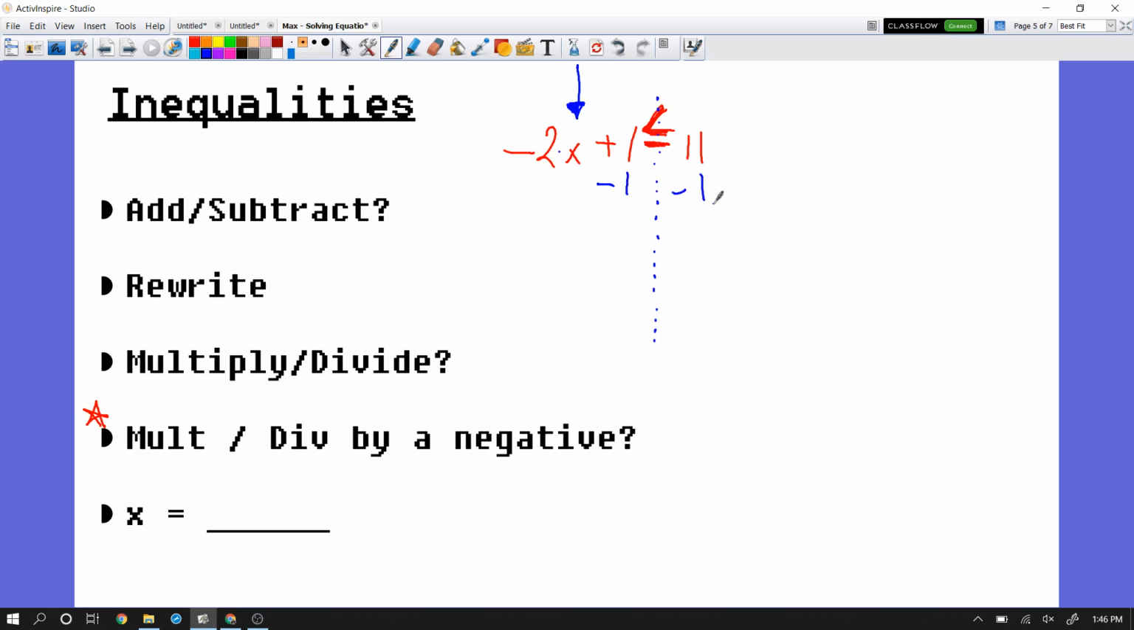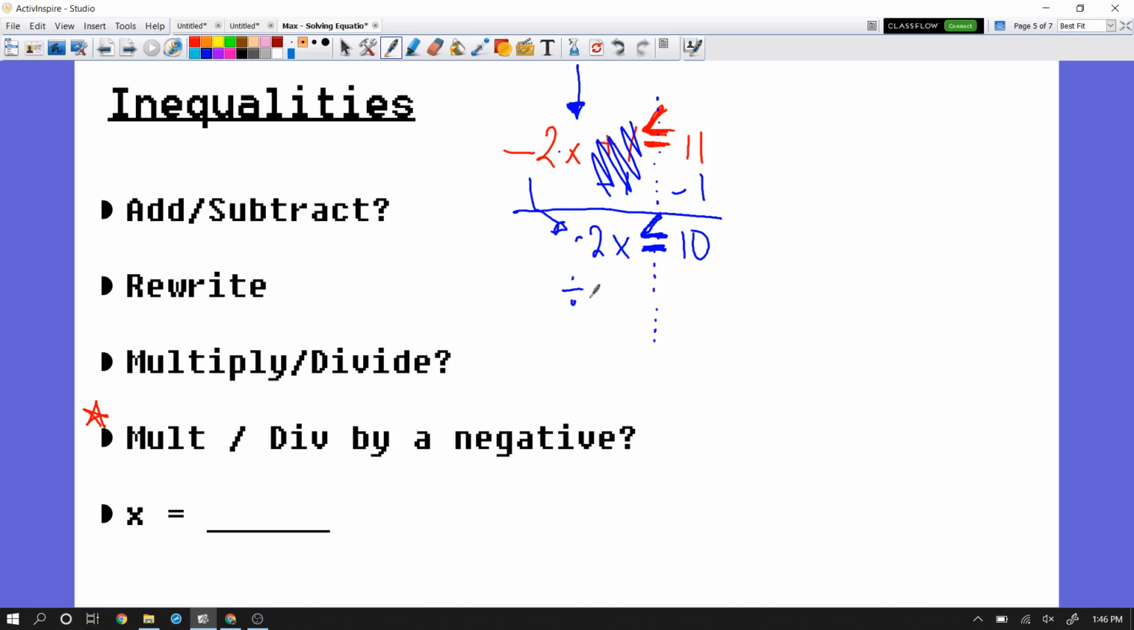Minus 1. 0 pair. Drop this down. Now we're back to a one-step equation. Don't forget to carry down your inequality symbol. You see any multiplication or division? Of course I do, because I see negative 2 is being multiplied by x. I know that a number next to a variable or a number next to a letter means multiply. So my question to you is, what are you going to do?